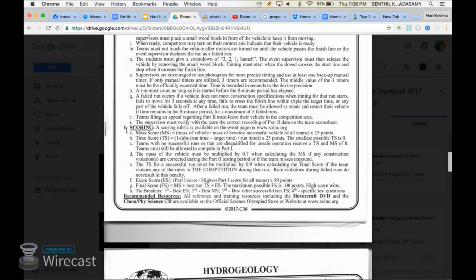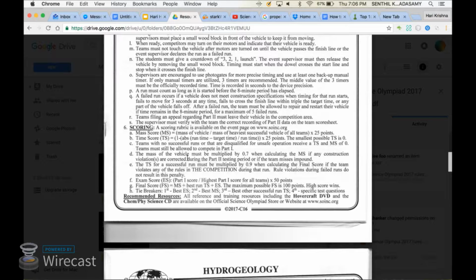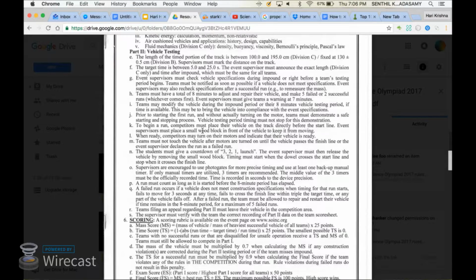And the final score is the mass score plus time score plus the test score. The test is scored like a regular test, and still affects your total competition score a lot.